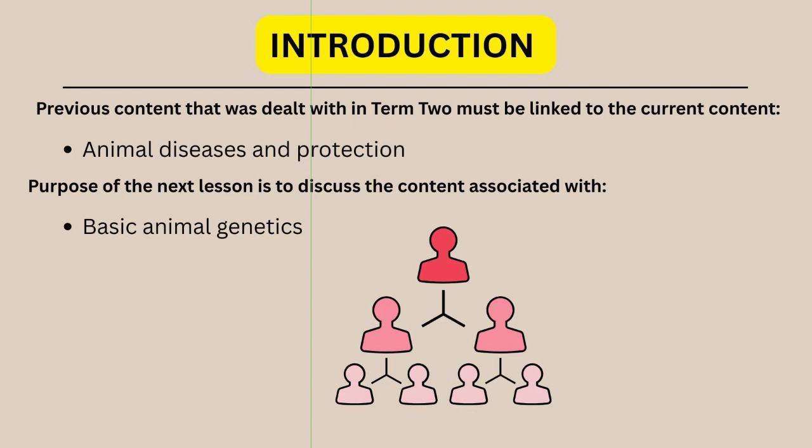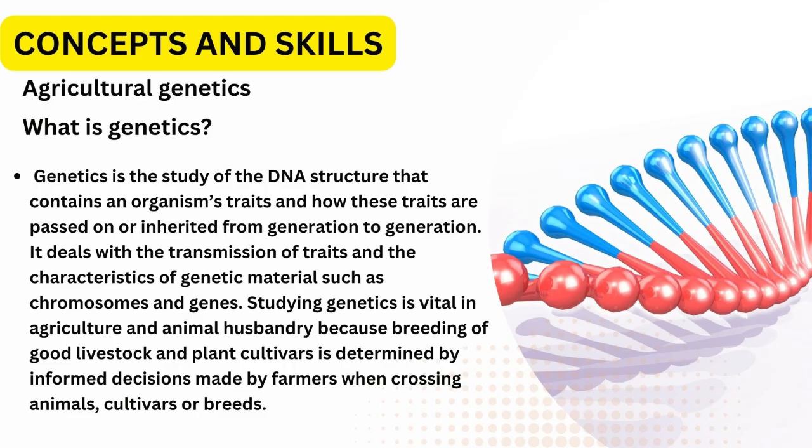Introduction. Previous content that was dealt with in Term 2 must be linked to the current content. Animal diseases and protection. The purpose of the next lesson is to discuss the content associated with basic animal genetics. Concepts and skills.